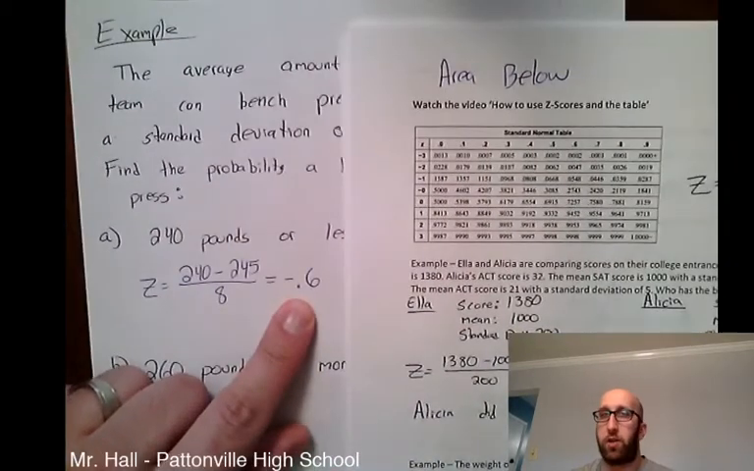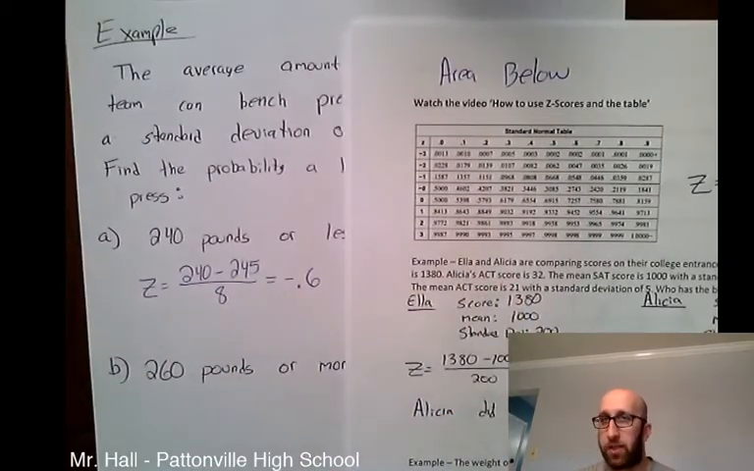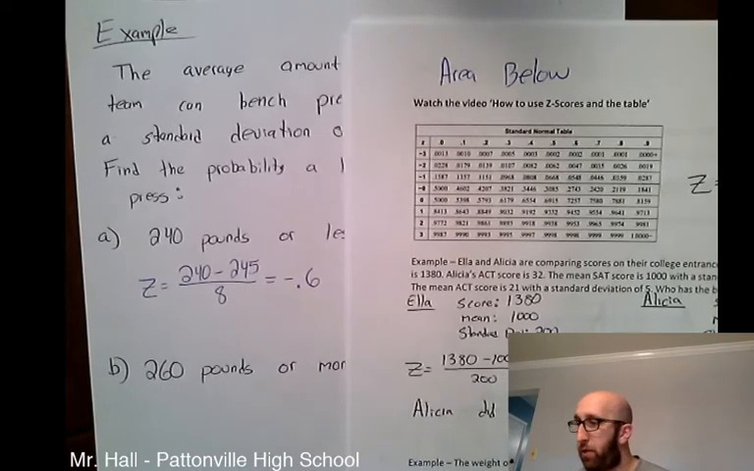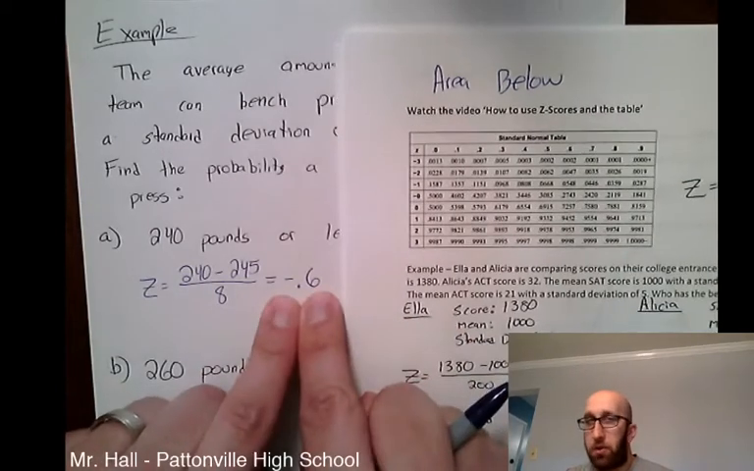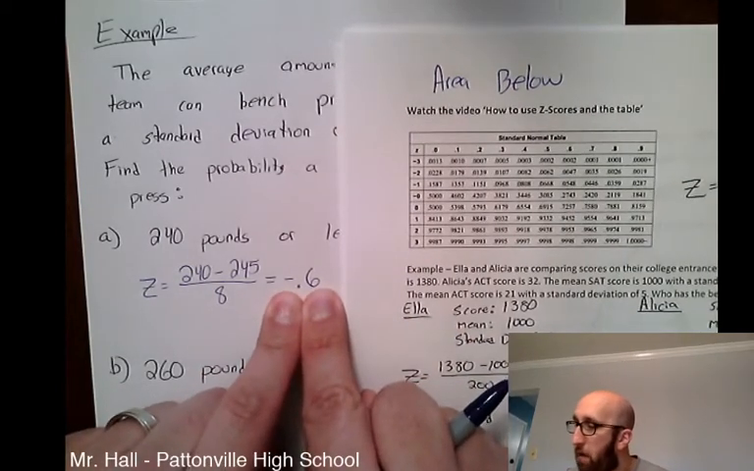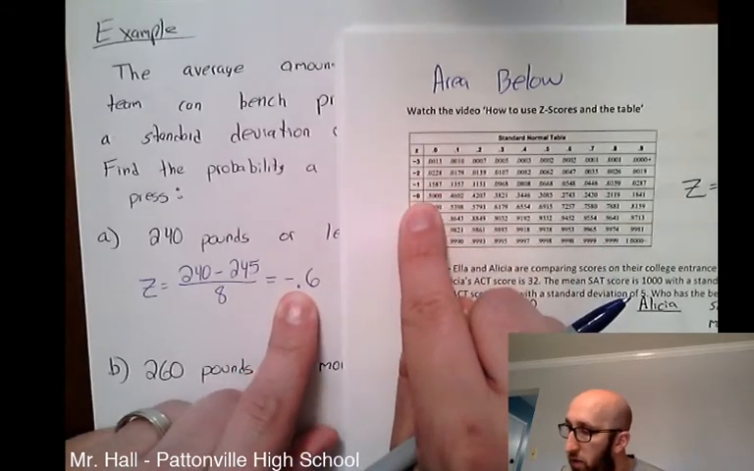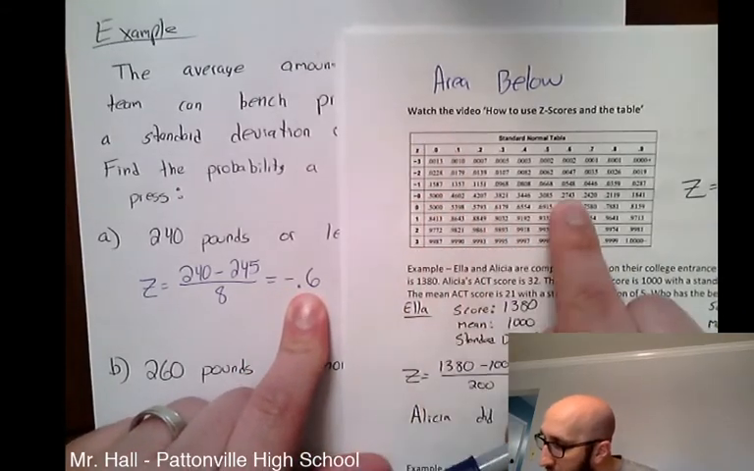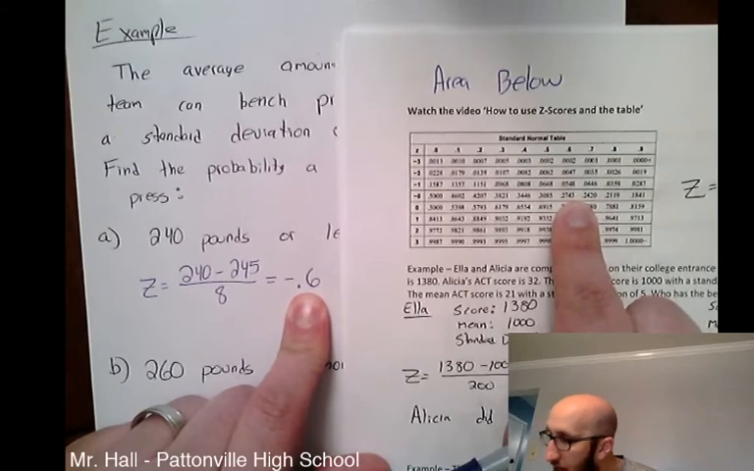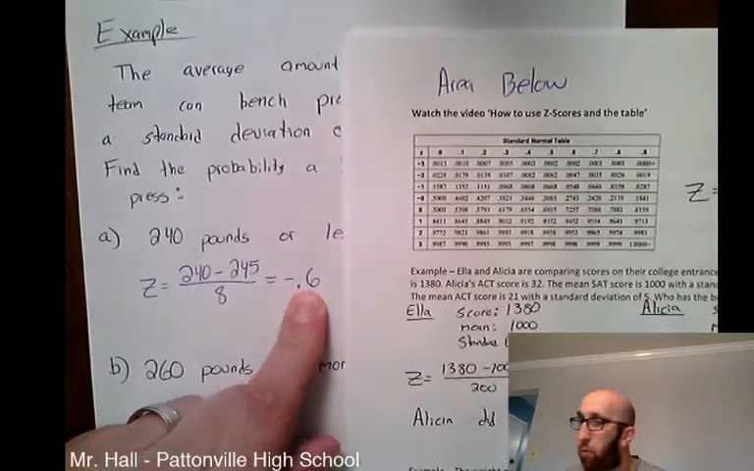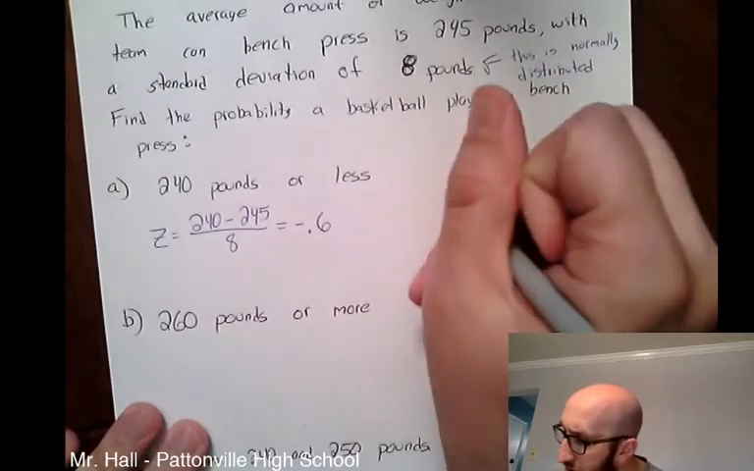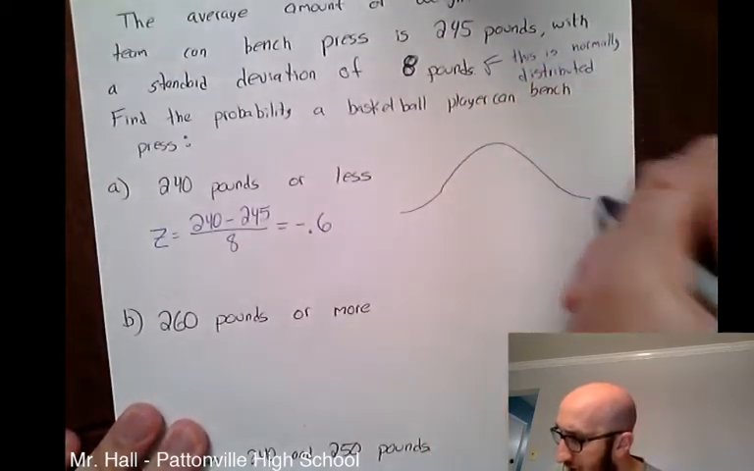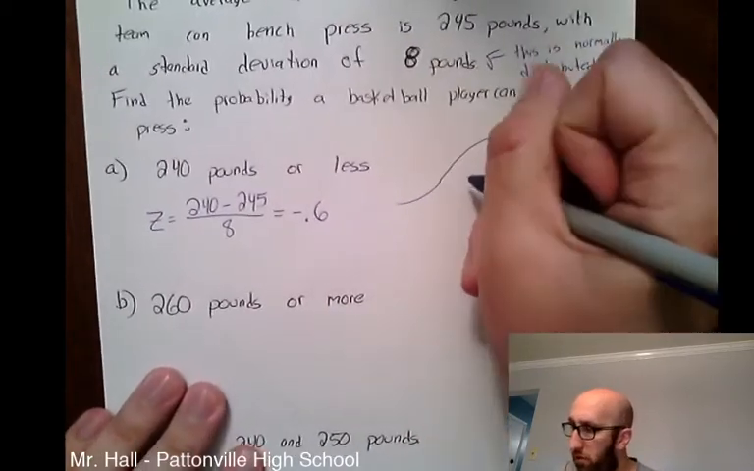I know it's hard to see on the stream, but you should have this in front of you. My table only does 1 decimal place. There are tables out there that do 2 decimal places. I'm going to look up this z-score, negative 0.6. So I go in the negative column all the way down to negative 0.6, and I see 0.2743.